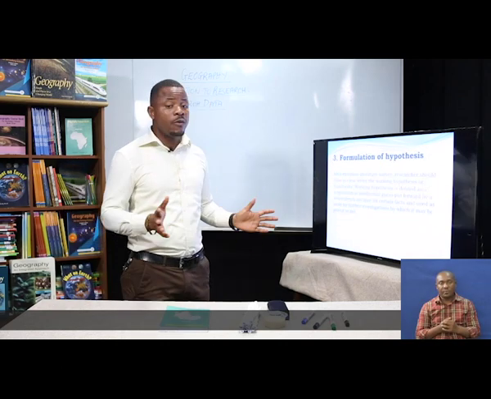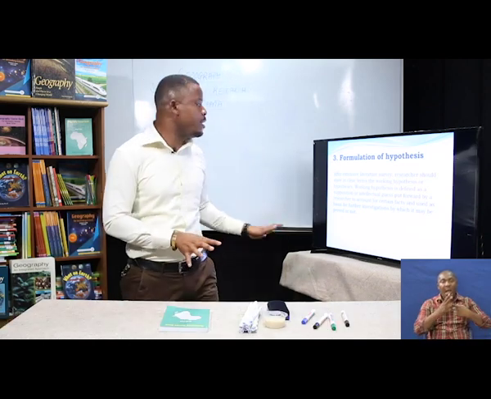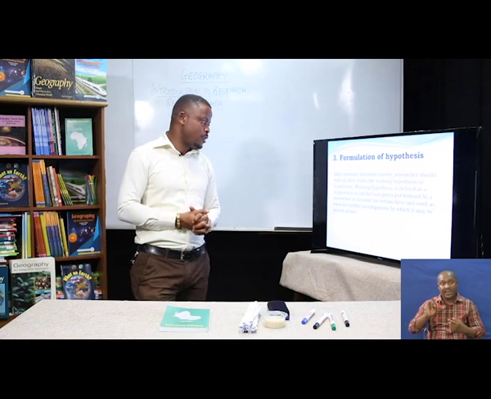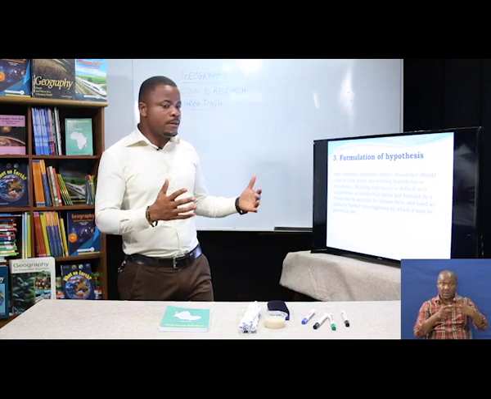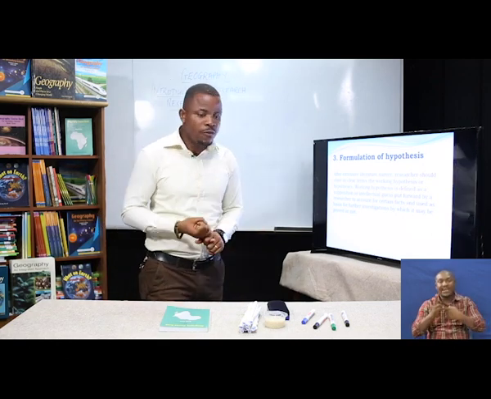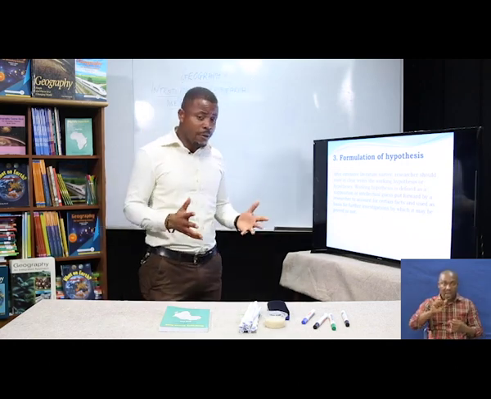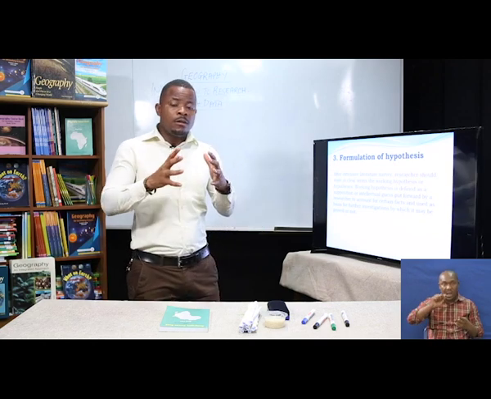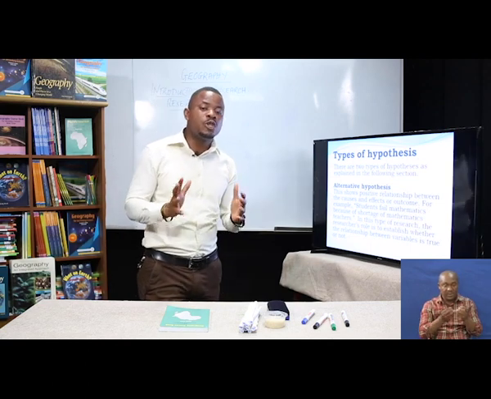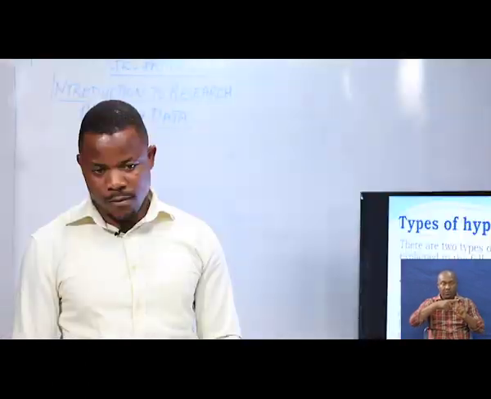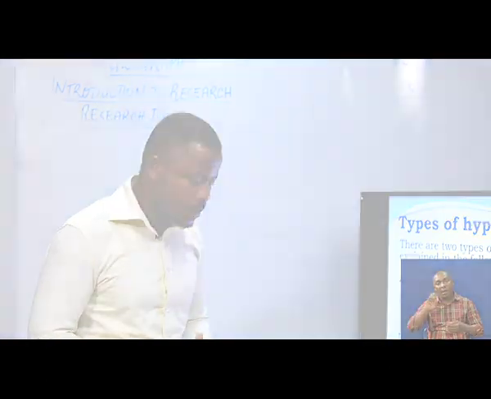Another is formulation of a hypothesis. I told you about the hypothesis formulation. This is a tentative prediction of the result or the relationship. Now, we have two types of hypothesis, alternative hypothesis and null hypothesis. Alternative hypothesis is the type of hypothesis that gives out the positive relationship between variables. It gives a positive relationship between variables.